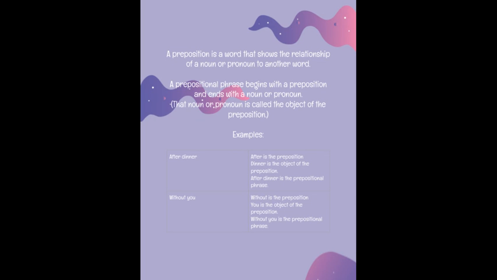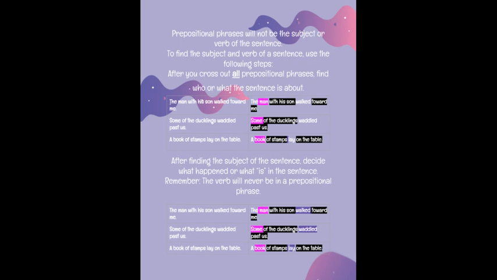Without you is a prepositional phrase. Without is the preposition. You is the object of the preposition because you is a pronoun or noun used within that prepositional phrase. So without you is the prepositional phrase. Prepositional phrases will not be the subject or the verb of the sentence. To find the subject and verb of a sentence, use the following steps.